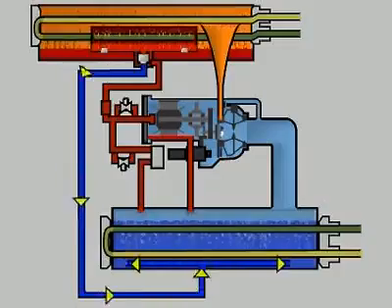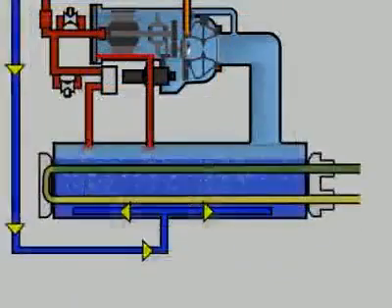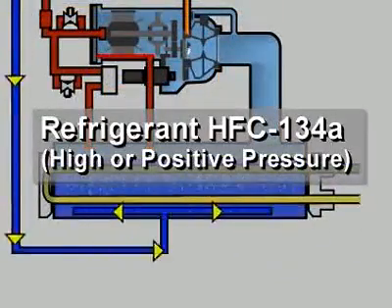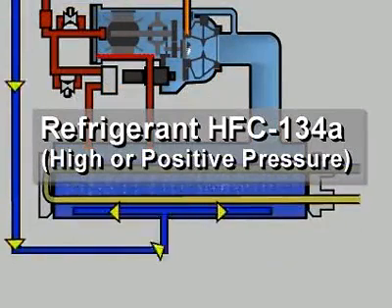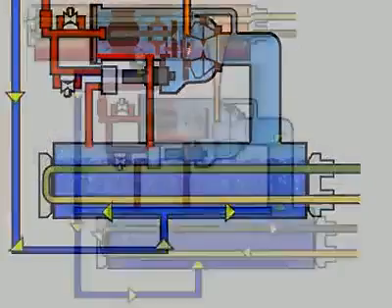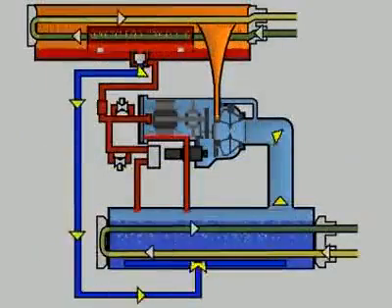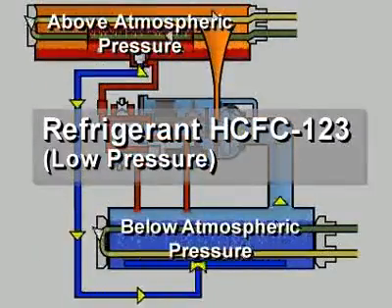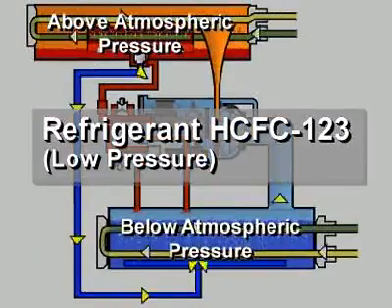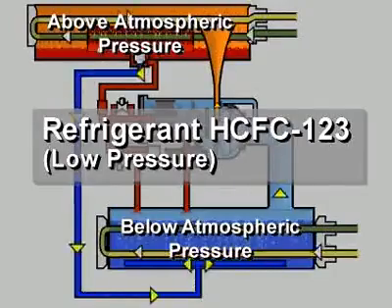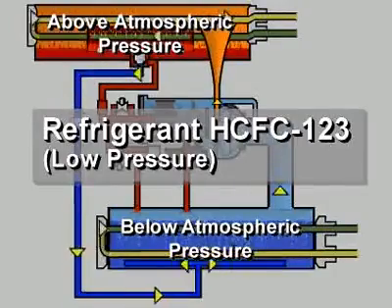Before closing this section, a few words about refrigerants. The HFC 134A used in our example is a high-pressure or positive pressure refrigerant. Low-pressure refrigerants can also be used in centrifugal refrigeration systems. These refrigerants, such as HCFC 123, operate at pressures below atmospheric in the evaporator and above atmospheric in the condenser.